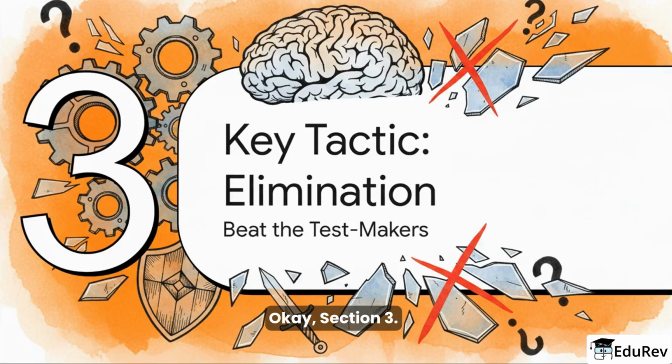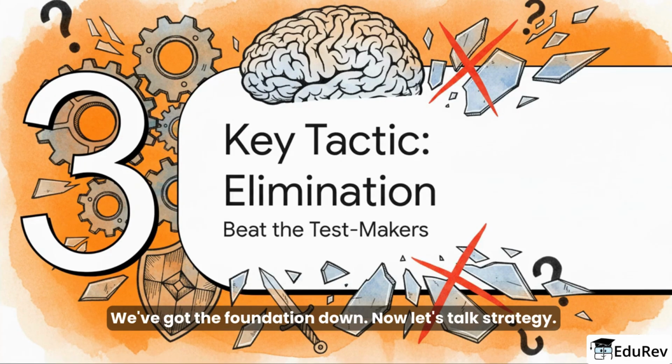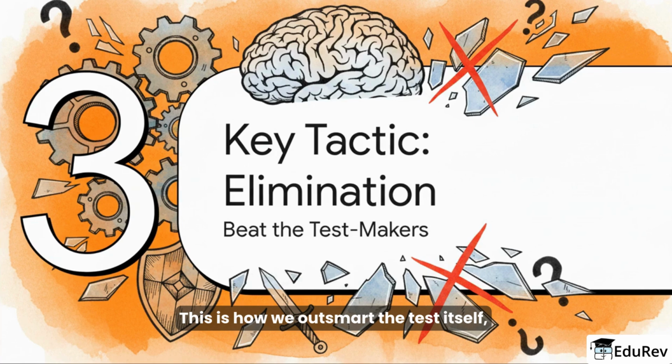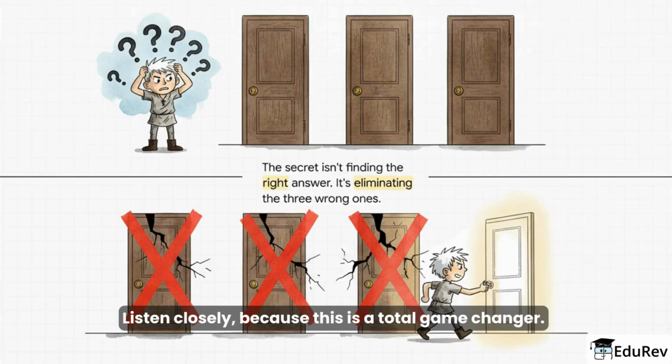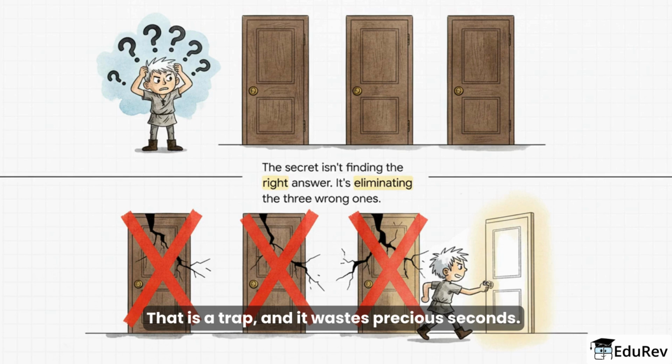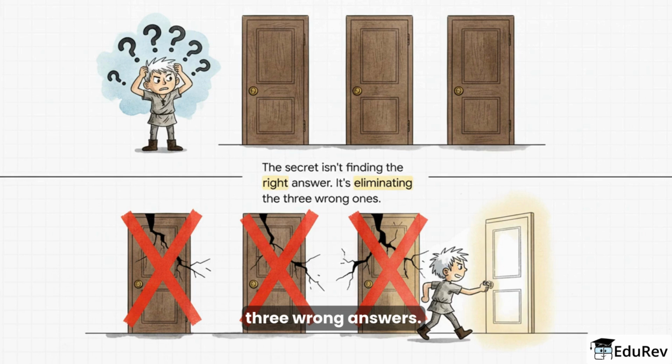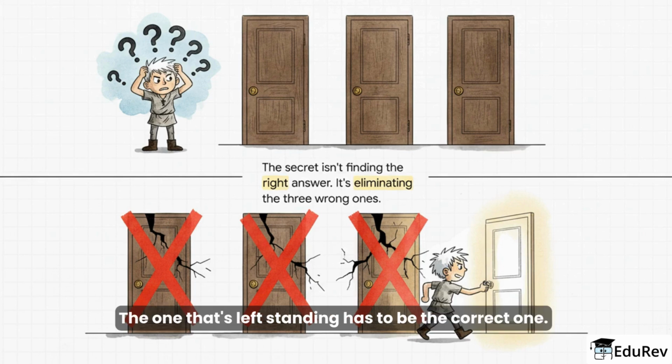Okay, Section 3. We've got the foundation down. Now let's talk strategy. This is how we outsmart the test itself, how we beat the test makers at their own game. Listen closely, because this is a total game changer. The secret is to stop looking for the right answer. That is a trap, and it wastes precious seconds. The real key to speed and accuracy is getting incredibly good at spotting and eliminating the 3 wrong answers. The one that's left standing has to be the correct one. Seriously, this shift in mindset changes everything.